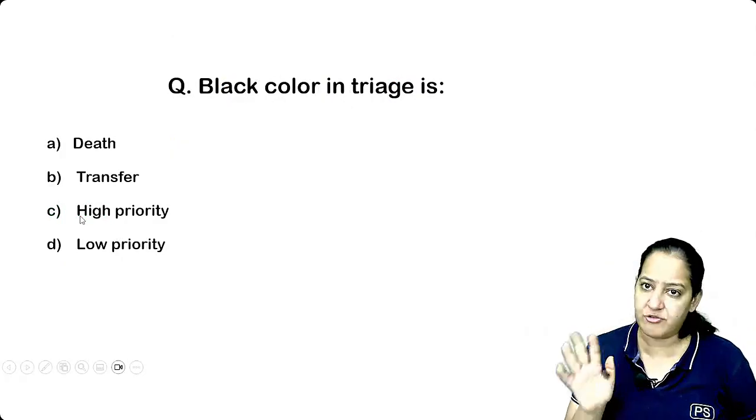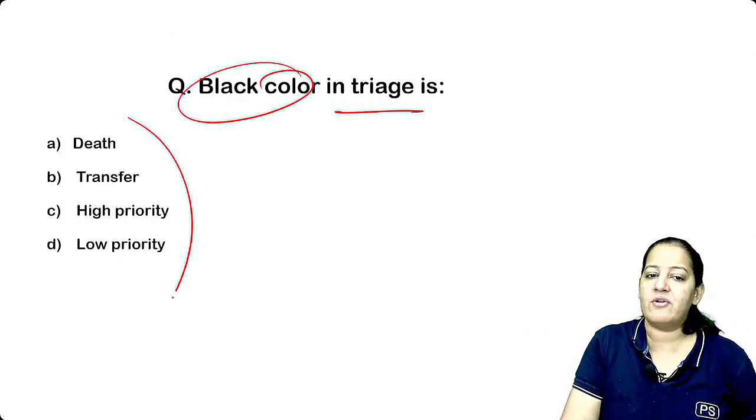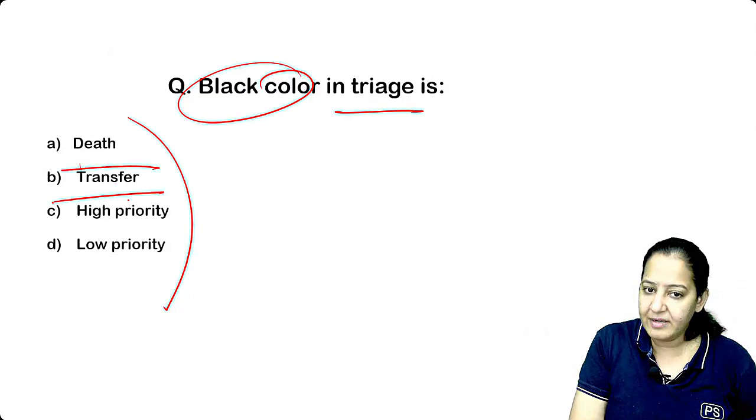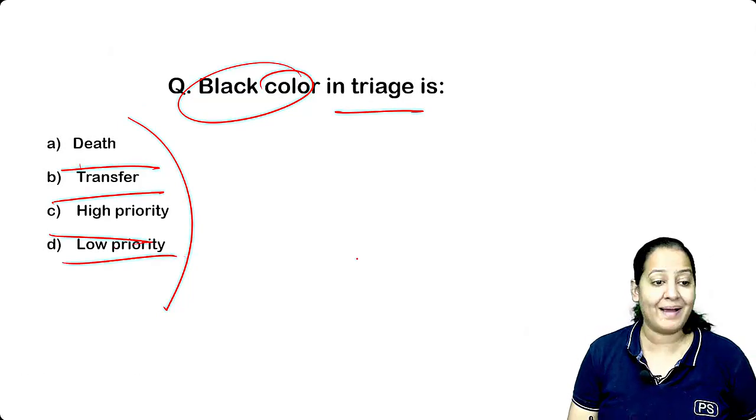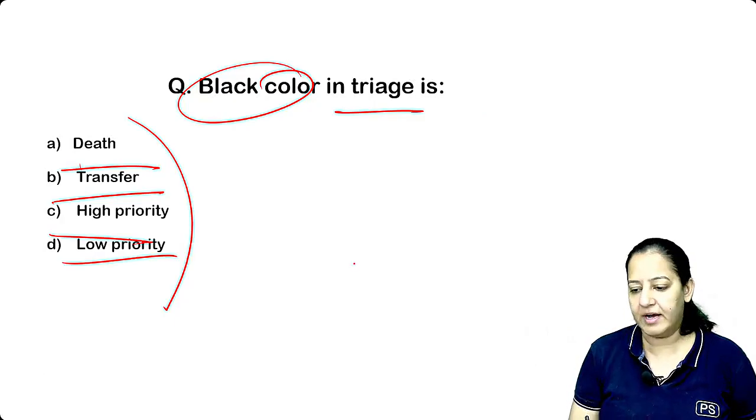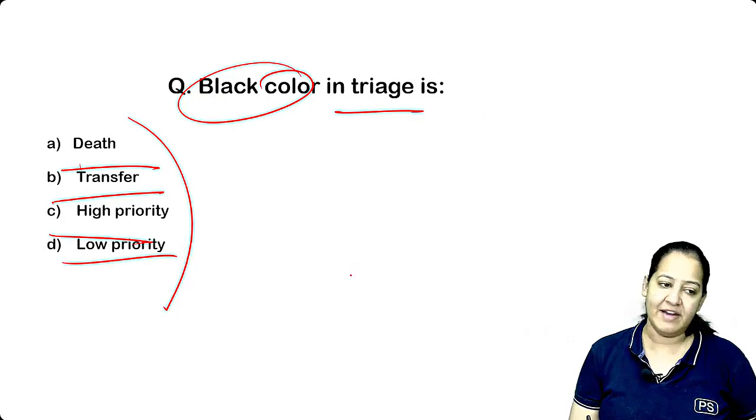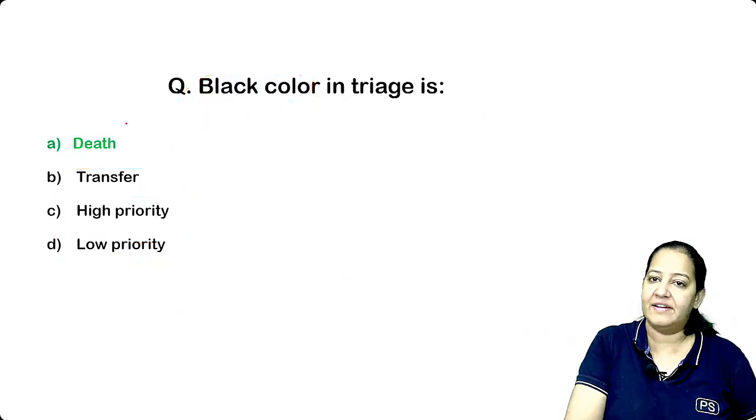You mainly get questions on the triage only. Black color in triage indicates what? Dead, transfer, high priority, low priority. The black color indicates what? Yes, so you all are right. Very good, Aditi, very good. Yes, very good. You all are right. It indicates dead. So black color means dead.